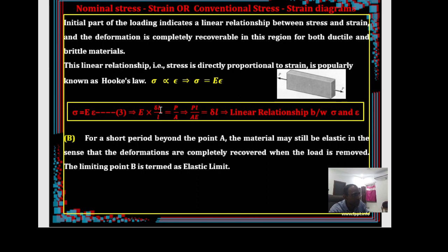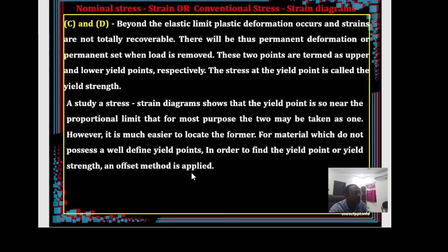Just now we discussed the deformation over the original length, which leads to this formulation: P L by A delta equals sigma over epsilon, a linear relation between stress and strain. Now, as just told, beyond point A the material still behaves elastically up to the point B, and that point B is what is called the elastic limit.